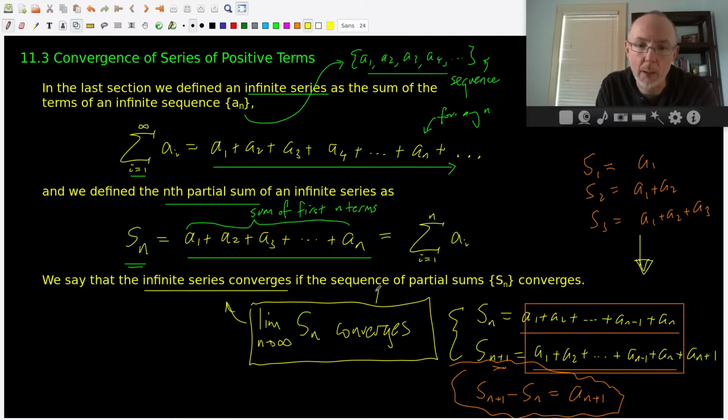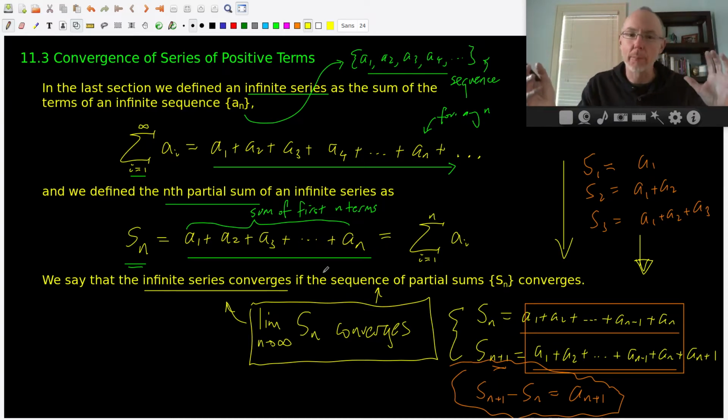That's what I mean by the sequence of partial sums converging. And we talked in section 11.1 about what it means for a sequence to converge. And the sequence this time is the sequence of those partial sums. So there's several items going around here, right?